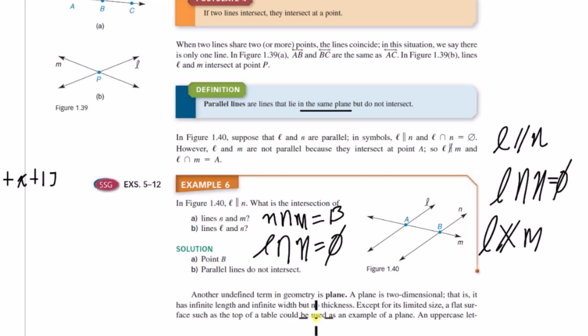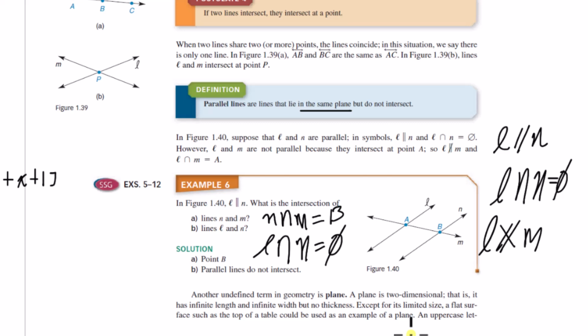So remember the idea of zero-dimensional, one-dimensional. It's what you can measure. If it has a portion that can be measured, at least in terms of space we're talking about, then that's included as a dimension. A plane has no thickness. A point can't be measured in any direction. Zero-dimensional. A line has a measurement in one direction. A plane can be measured in two directions, but there's no thickness. It's two-dimensional. Except for its limited size, a flat surface such as the top of a table could be used as an example of a plane.